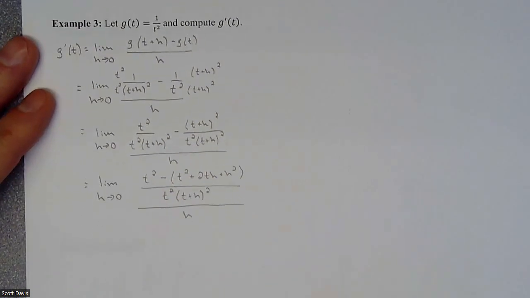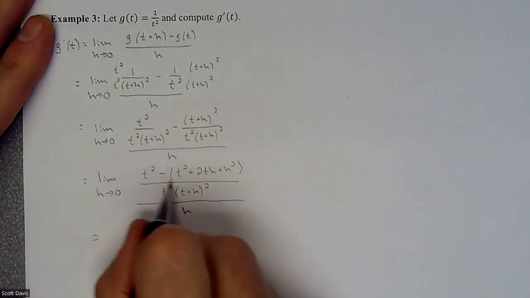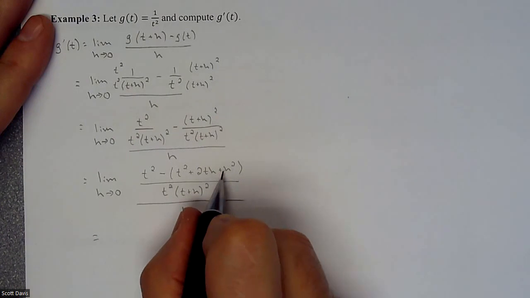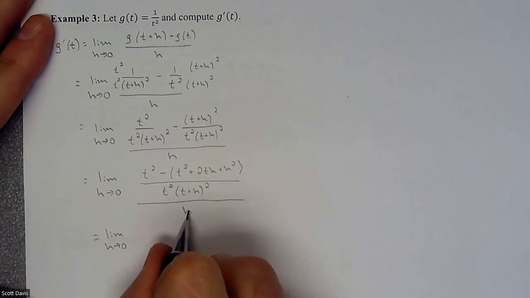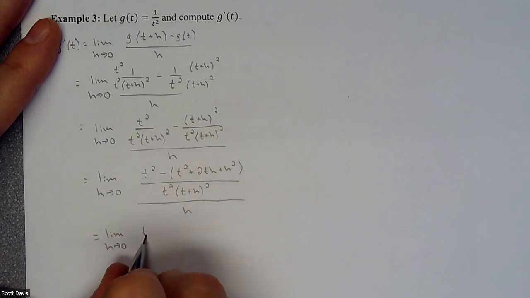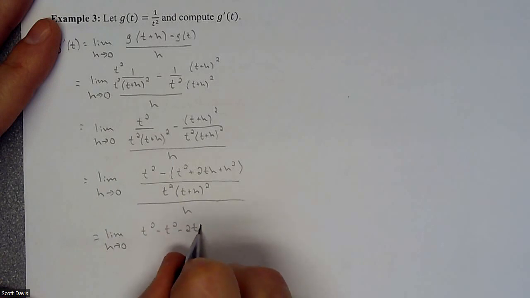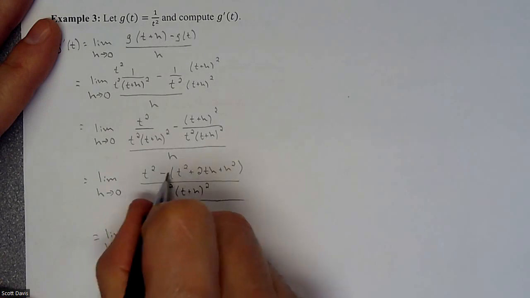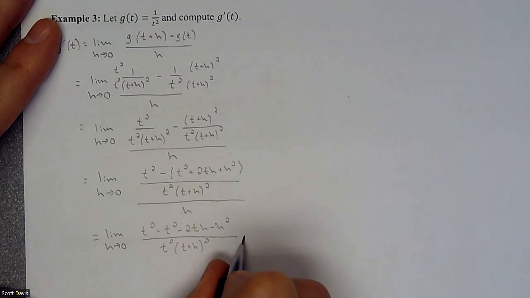Okay, now I'm going to kind of clean up this over the h thing. I got too many fractions going on. So I'm going to multitask here a little bit. We're going to distribute this negative through, and at the same time, instead of dividing by h, I'm going to multiply by the reciprocal. All right, so I have t squared minus 2th minus h squared when I distribute that, over t squared times t plus h squared, and then instead of dividing by h, we're going to multiply by the reciprocal.